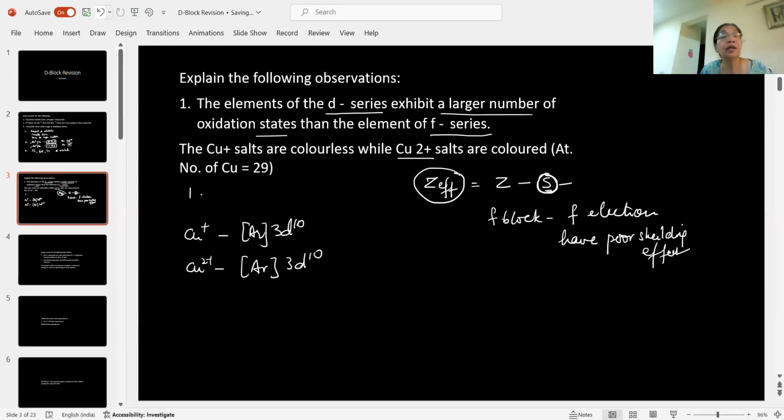So if there is an unpaired electron in the D shell, with a vacancy in the D shell, then only can an electron jump from the lower orbital, and D-D transition is possible. So D-D transition is possible in Cu2 plus. But in Cu plus, all the D shells are full of electrons, so there is no vacancy and the electrons can't jump. So this is colorless and this is colored, because of having a vacancy in the D shell.